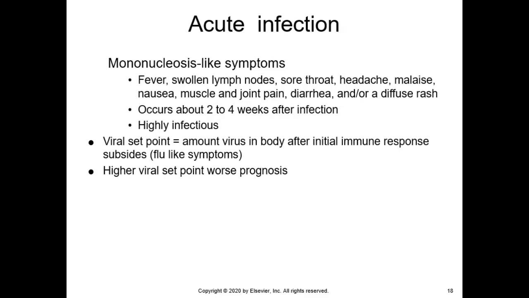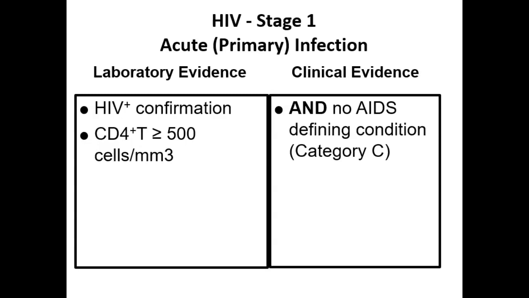So after those flu-like symptoms subside, what is the viral set point? The point behind that is that the higher the viral set point, the worse the patient tends to do overall. That's because the body didn't fight the virus enough, so they end up with a higher set point. So this can kind of help you. HIV stage 1, the acute infection: you end up with HIV confirmation, your CD4 count is at least 500, and you have no AIDS-defining conditions, those category C conditions, which we'll talk about.